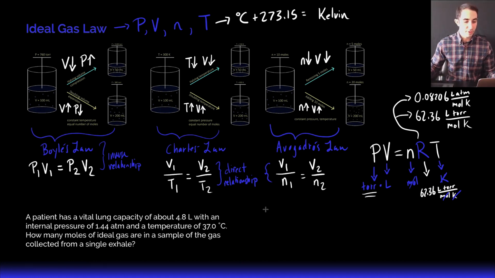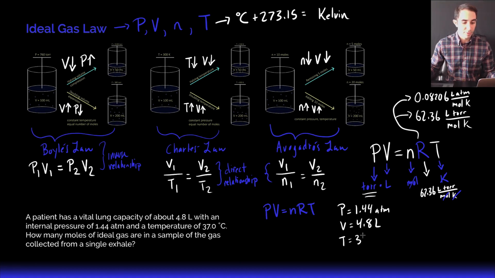So this is a perfect question to use your PV equals nRT, because my pressure is 1.44 atmospheres. My volume is 4.8 liters. My temperature is equal to 37 degrees Celsius, but remember, I need to turn that into absolute temperature. So I'm going to add 273.15. That's going to be 310.15 Kelvin. And then I do know what my R value is because I know what my pressure units are.